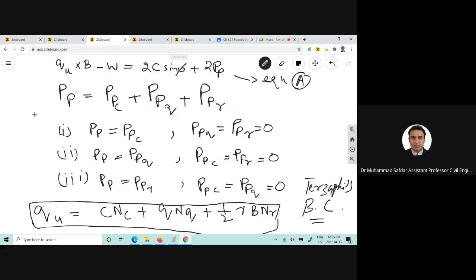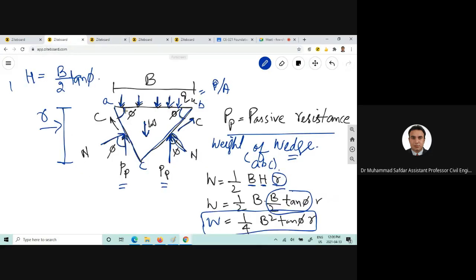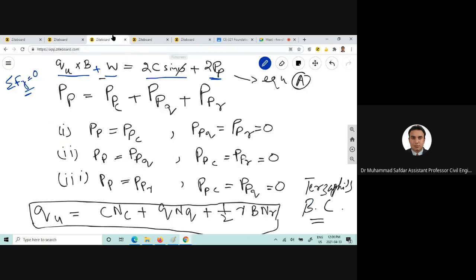Okay, now if we take the summation of vertical forces equal to 0, the vertical force acting downward would be Q ultimate, and also the weight, with the plus sign, so it would be the weight. The forces acting upward would be the vertical component of the cohesion and the passive pressure acting here. You can see here that these are the vertical forces acting upward. So two forces, that's why in this equation 2PP is used.